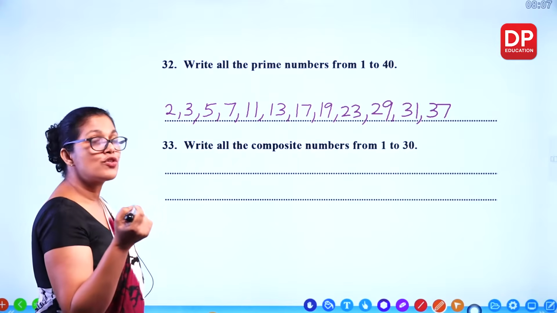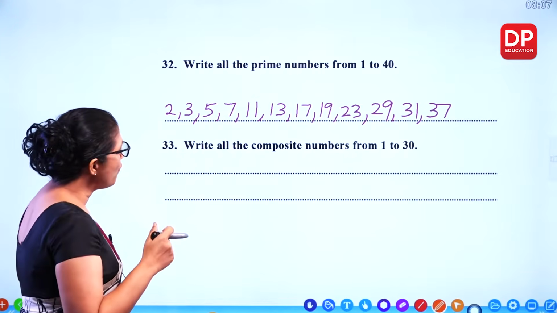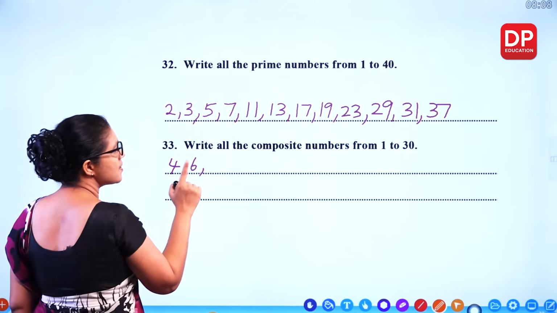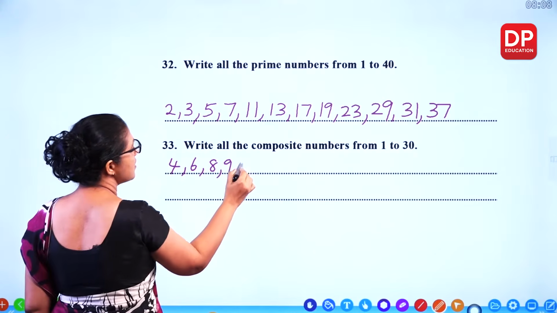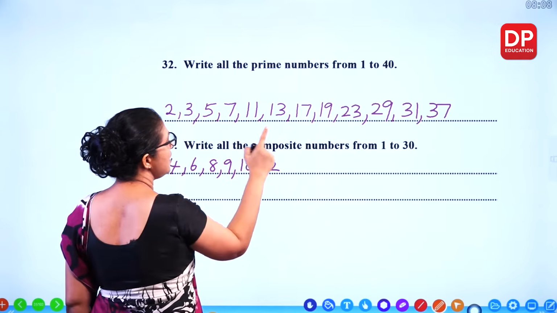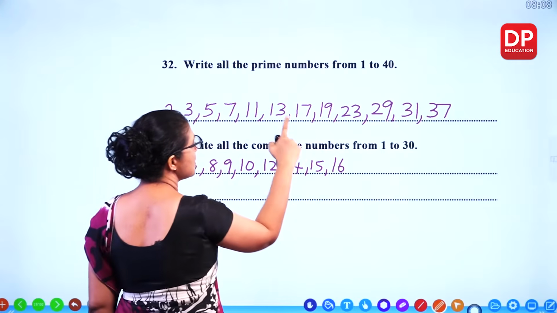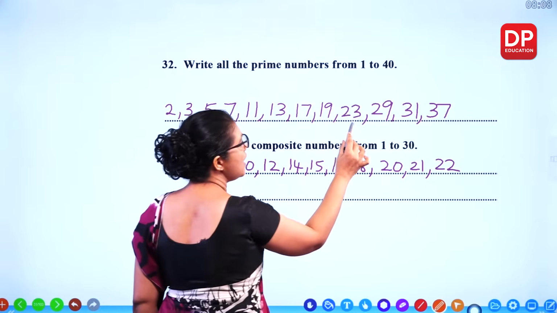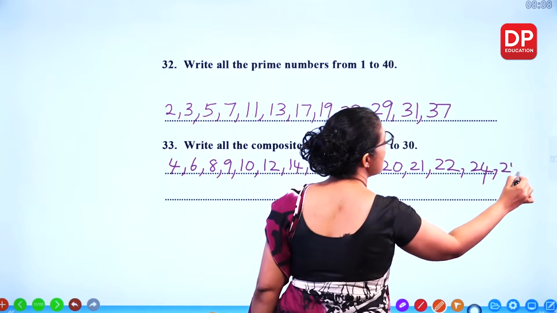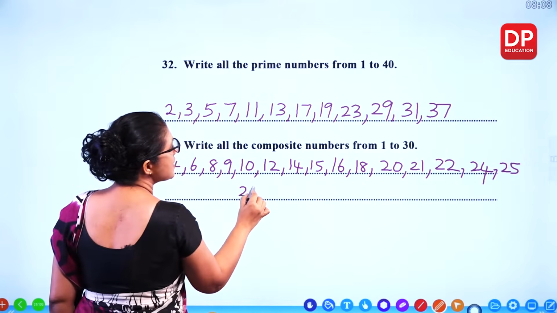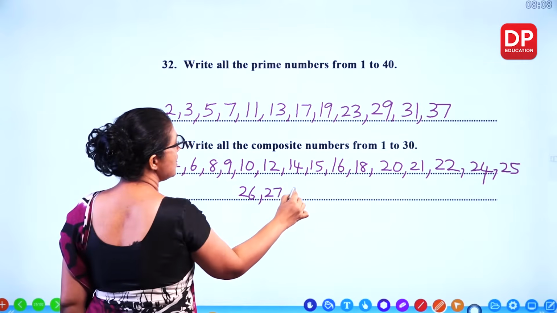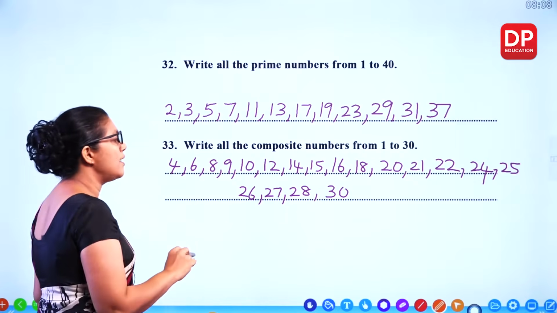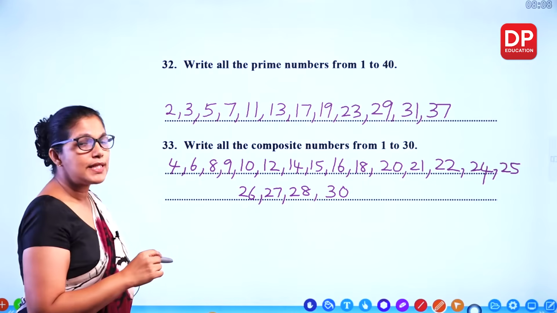Write all the composite numbers from 1 to 30. Composite means you get more than 2 factors. 1, 2, 3, 4, 5, 6, 7 is prime, 8, 9, 10, 11, 12, 13, 14, 15, 16, 17 here, 18, 19, 20, 21, 22, 23, 24, 25, 26, 27, 28, 29 and 30. 1 to 30 means you can include 30 as well. So those are composite numbers.